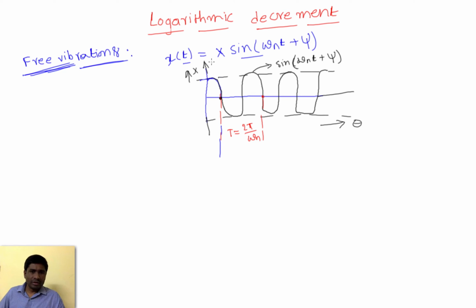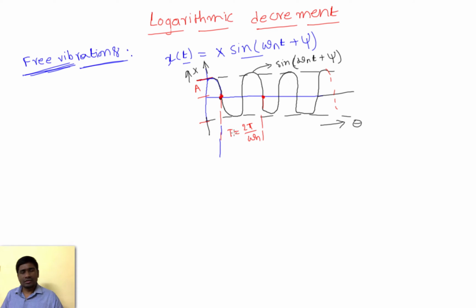If you observe here, there is some amplitude A from here to 0, and this is also A, and this sine curve is repeating between these two. It is not dying down, but continuously repeating from one cycle to another cycle. And we have already seen the time period to complete one cycle. For example, from a point here to here, the time period is equal to 2 pi by omega n.